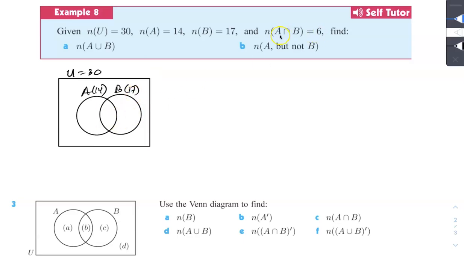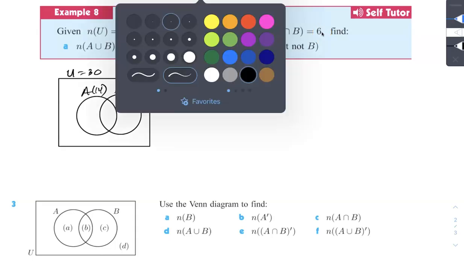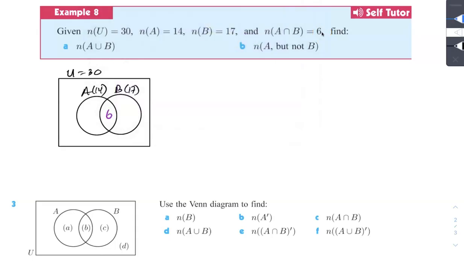Here's the key to it all. The intersection is 6. So that opens up the whole thing for me. So I know this is 6. Why is that so important? Now I can figure out what these two portions are. If this is 6, the whole of B is 17, so I can just do 17 minus 6, and I get 11. On this side, same idea. All of A is 14. 14 minus 6 would give me 8.